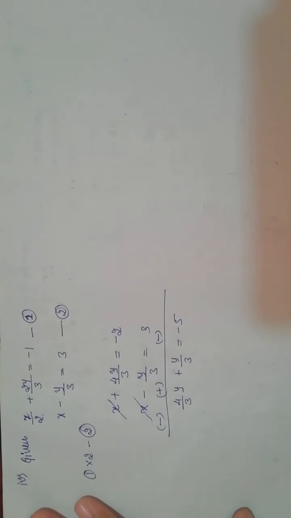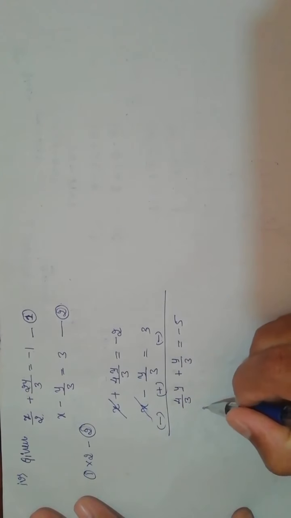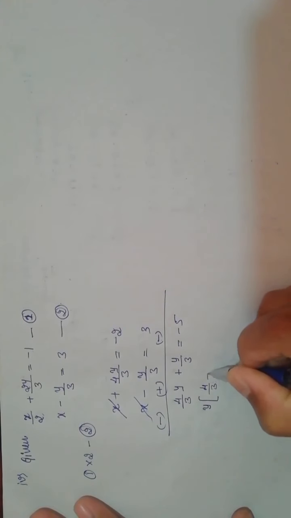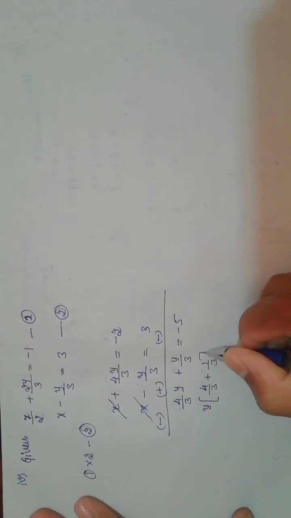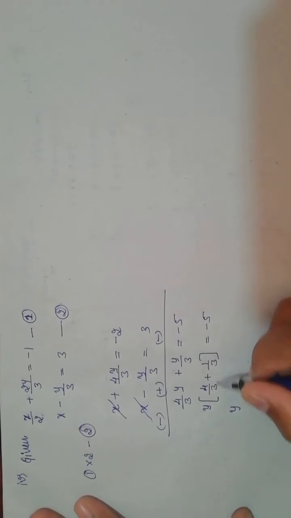Now on the left hand side, I think it is better to take y as common. Within the bracket only numbers will remain: 4 by 3 plus 1 by 3. Now it will be very easy to operate. The denominator is the same, so directly you can add or subtract the numerators according to the sign. Here it is plus, so 4 plus 1 will become 5, which is equal to minus 5.